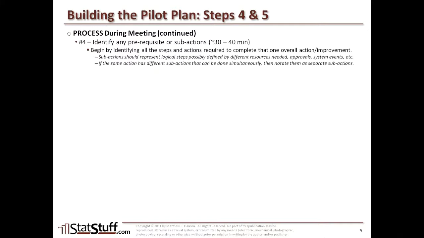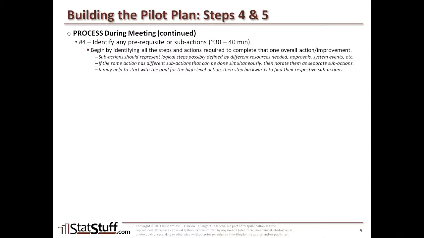Now if the same action has different sub-actions that can be done simultaneously, then notate them as separate sub-actions. There's no reason to keep them together if you can track them separately like that, if they can be done simultaneously. Now it may help to start with the goal for the high-level action, then step backwards to find the respective sub-actions. It may not be real easy for everyone to work through. So again, if you find your team struggling through this, then you might want to start with the end goal for the completion of the action, and then step backwards, kind of like reverse engineering.